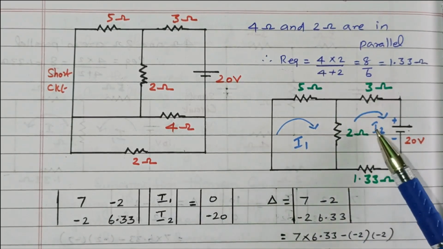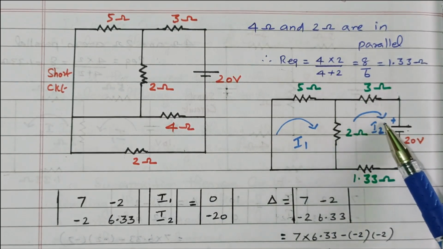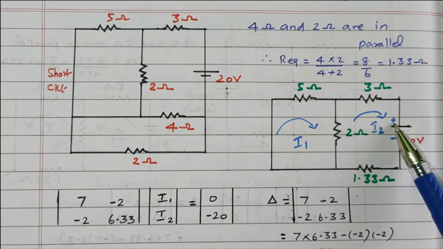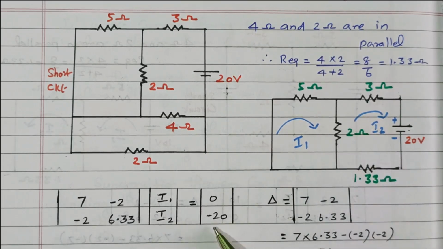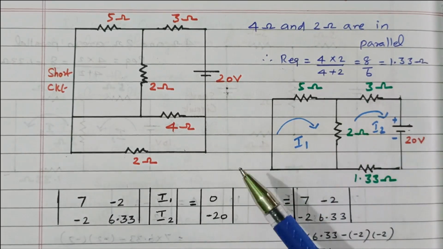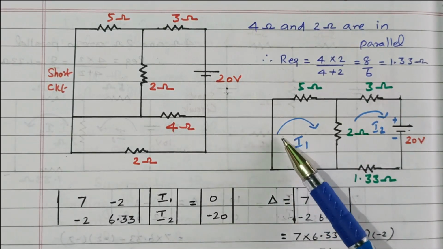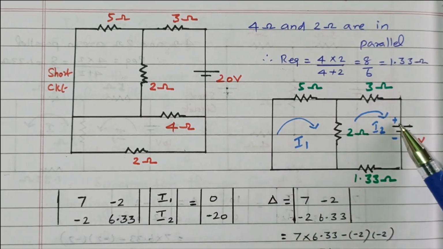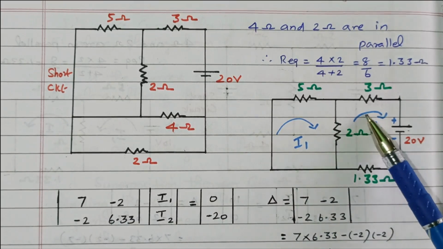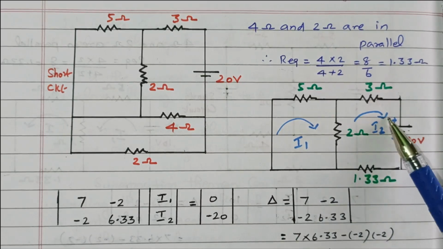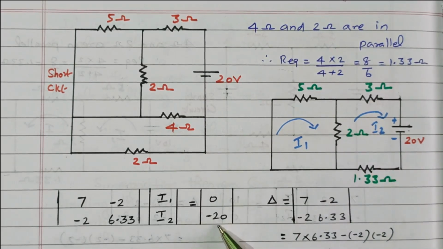Why is it minus 20? See the current direction. Current is going from top to bottom. That is plus to minus, right? Positive potential to negative potential. So that is minus 20. If it is going from negative to positive potential, as in the previous case, then it is plus 10 volts. Here it is going from plus to minus, right? See the direction, it is downwards. So current is flowing from positive potential to negative potential. It is a drop in potential. So that is minus 20, right?